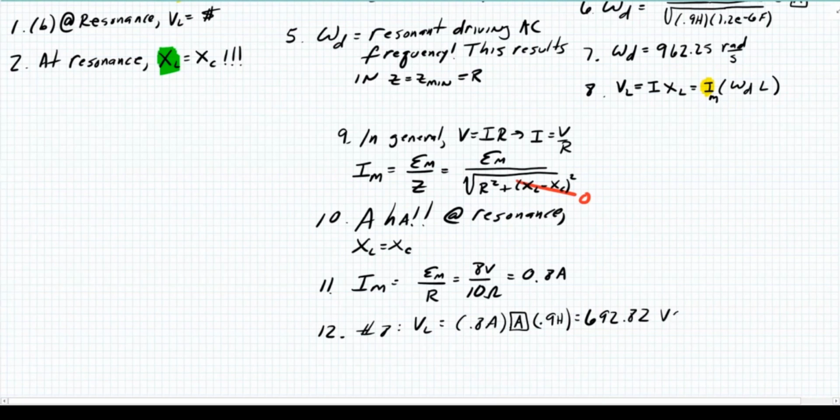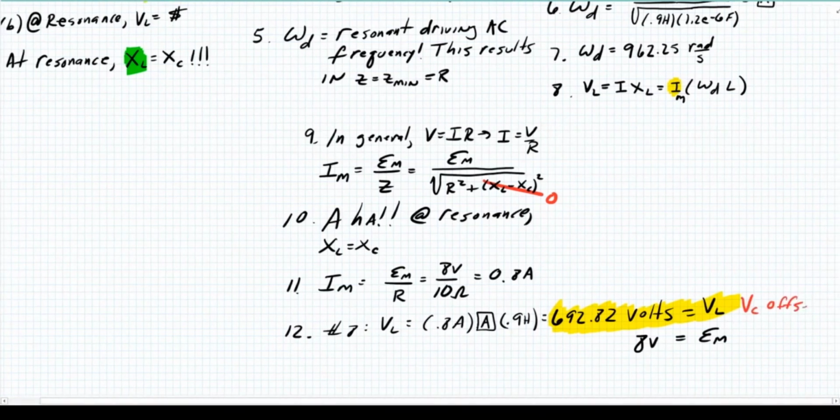So check that out. 692 volts is the voltage drop across the inductor. And how the heck? Because the EMF, 8 volts, is the maximum voltage provided by the EMF. How is this possible? Once again, because you're offsetting this voltage with a negative V sub L. So V sub C offsets this.